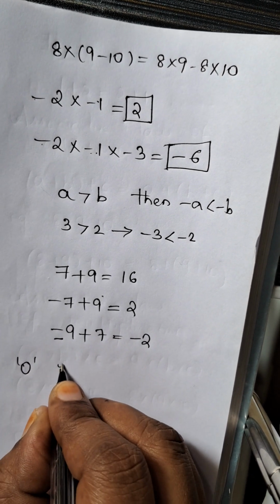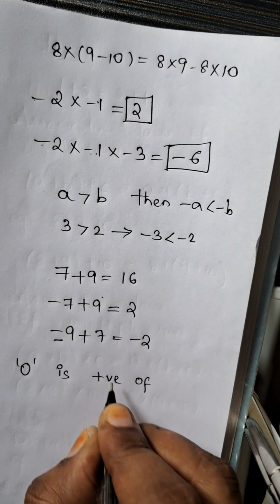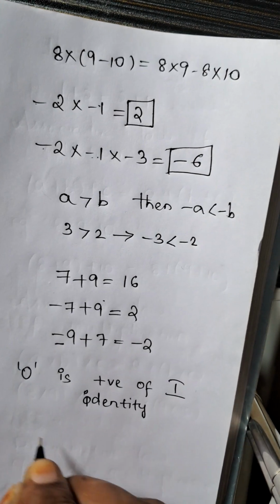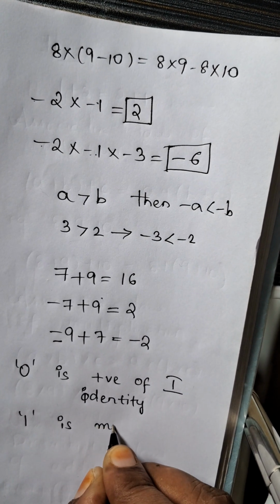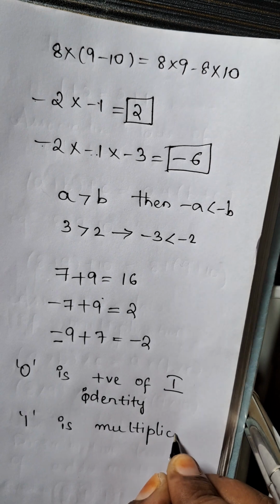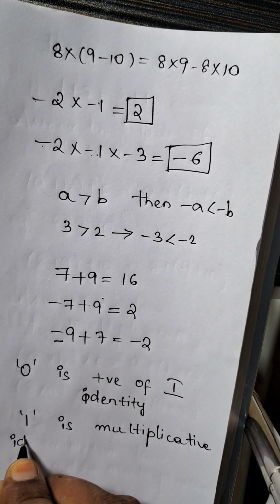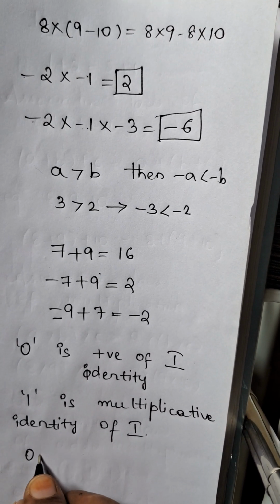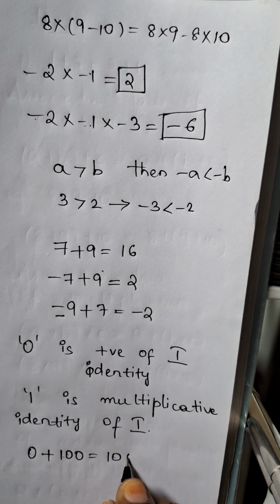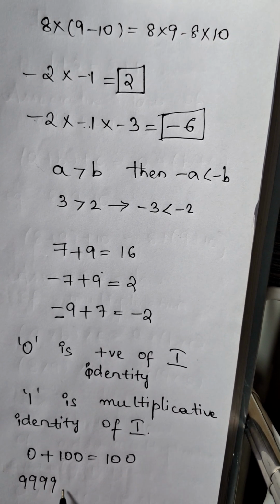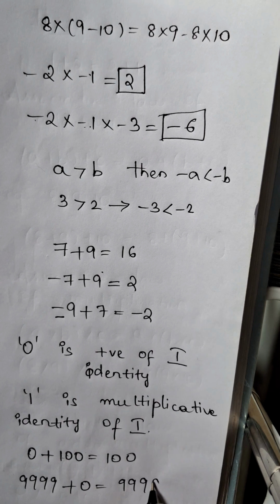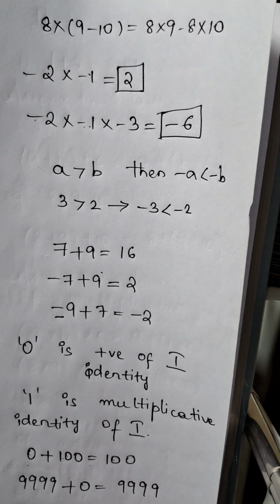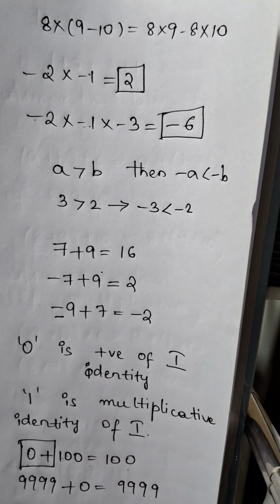0 is the additive identity of integers, and 1 is the multiplicative identity of integers. It means when we add 0 to any number, the number will not change. Suppose I am taking 9999 plus 0, the answer will be the same. If I am multiplying 0 with some number, it will be 0. But if I am adding 0, it is not changing. That's why 0 is the additive identity.